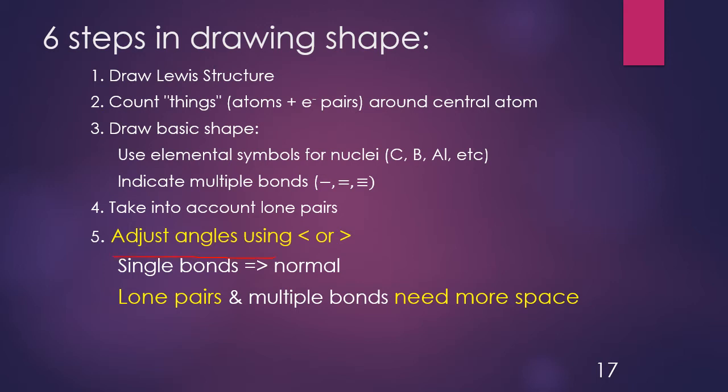So we are adjusting the angles using a less than or more than sign. Generally when we replace an atom with a lone pair, it's going to be less than. Lone pairs and multiple bonds need more space. That's why the angles are less, not more.